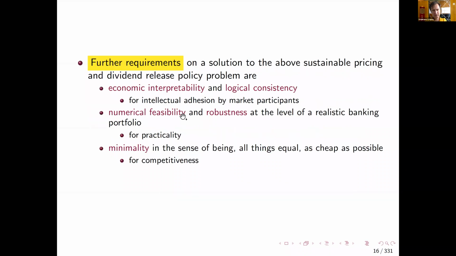So still further requirements on a solution to what I call the sustainable pricing and dividend release policy problem are that a solution that we propose should be economically interpretable and logically consistent, and that's important so that it meets intellectual adhesion by market participants. Otherwise, the solution will not be kept by the market. And of course, it should be numerically feasible and robust at the level of realistic banking portfolios. That's for practicality. And on top of it, all other things being equal, the price of our strategy should be as small as possible. The reason being competitiveness.